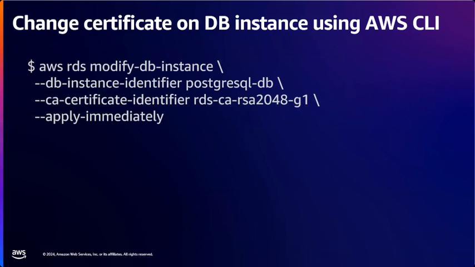You can also change the certificate for an instance through AWS CLI. As I mentioned on this slide, you need to use the CLI command modify-db-instance.